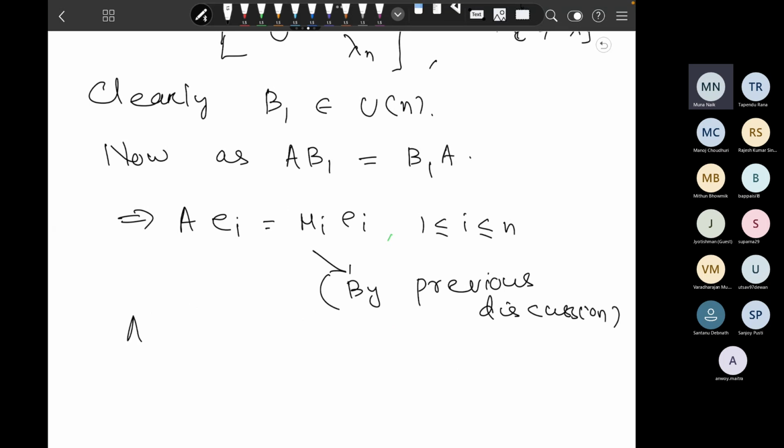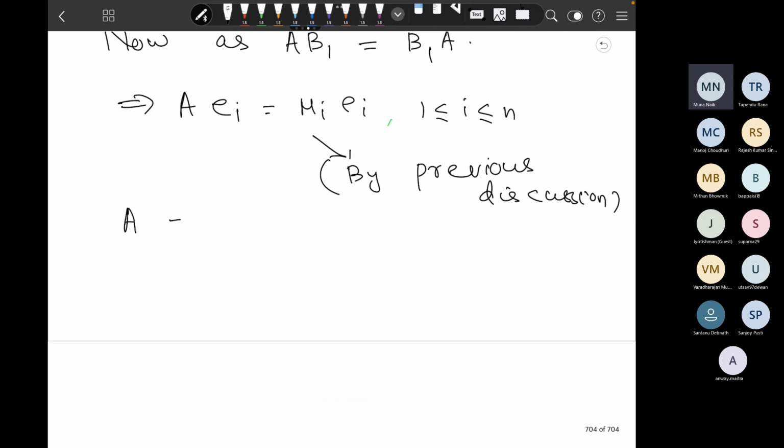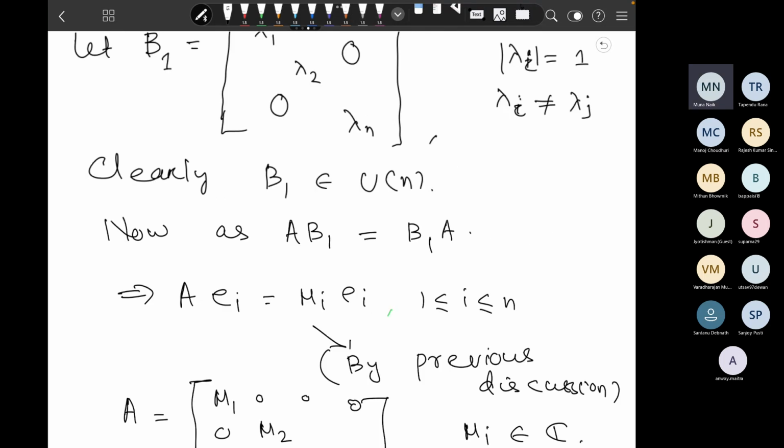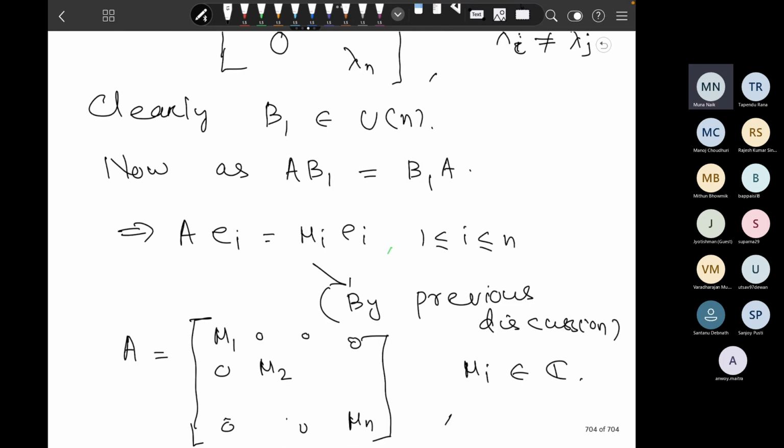So now this implies A is equal to the diagonal matrix with entries μ_1, μ_2, ..., μ_n. So let us write A as the diagonal matrix with μ_1, 0, 0, 0, μ_2, and so on. So the diagonal elements are μ_1, μ_2, ..., μ_n. Now this μ_i belongs to where? C, because I am taking everything inside C^n.